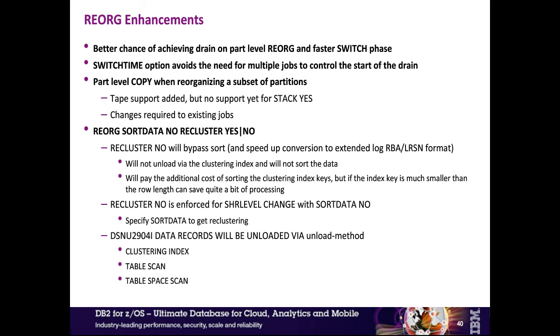The second half of this slide is a new SORTDATA NO option, where you can also say RECLUSTER NO. And what RECLUSTER NO does is it bypasses the sort. And what it's trying to do here is speed up the conversion to extended log RBA and LRSN format, because in order to get to the extended log RBA and LRSN format, you will have to reorganize all the objects. So the idea here, if the objects are pretty well clustered, if you can have an option like this that could potentially speed up the reorg, that would make that conversion a lot easier. However, in reality, results have been mixed in this area. Now, if the index key is much smaller than the data row length, this may save quite a bit of processing. But so far, customer experience has been mixed.